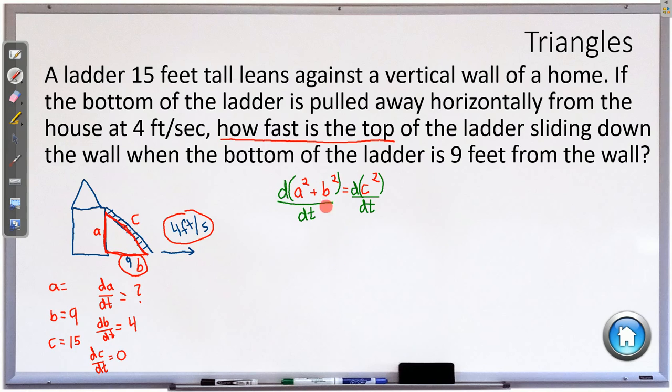Now this is pretty nice because we have addition. There's no product rule. One nice thing about triangles. So the derivative of a squared is 2a. But again, the variables don't match. So you have dA dt plus b squared, the derivative of that is 2b. And then because the variables don't match, dB dt is equal to, over here we have 2c just like the other ones, dc dt.